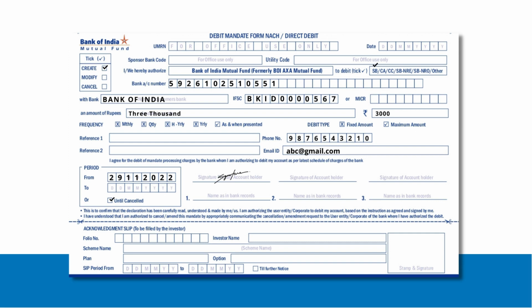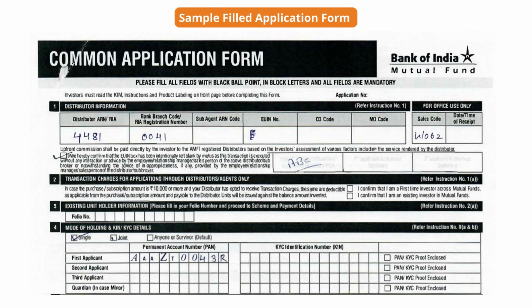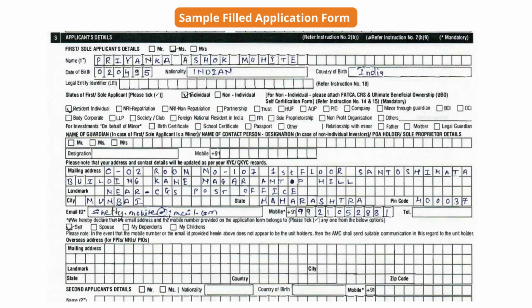Firstly, tick on the checkbox according to the applicant's request, create, modify, or cancel. Enter the bank account number, bank name, tick the account type, IFSC code or MICR, amount of rupees in words and figures, the phone number, the email ID, the start date or end date of the SIP in DD/MM/YYYY format. While filling the SIP period, please consider the date from 30 days of submitting the form. If the applicant doesn't wish to enter an end date, then tick on until cancelled. Then the account holder needs to make a signature in the given space as indicated in the video.